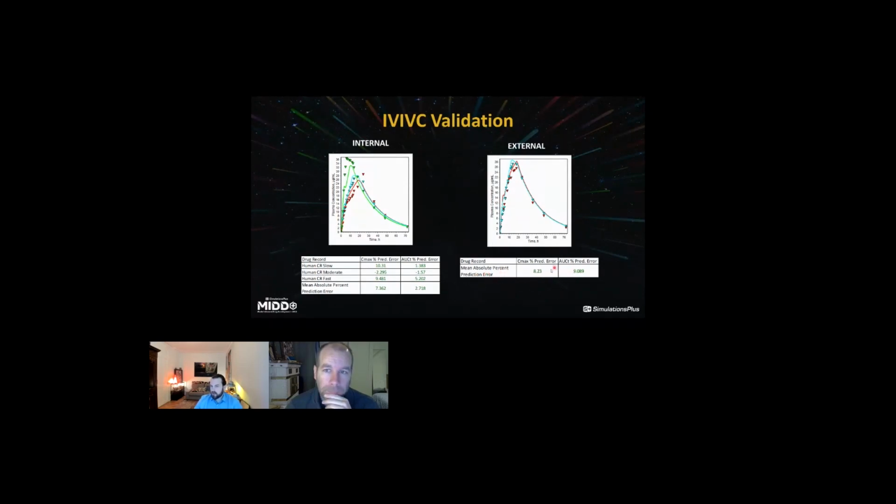And it was the case for both Cmax and AUCs. So once again, our IVIVC was able to be validated also for the external part. So we are fairly happy at this stage, and we had a full IVIVC validated.